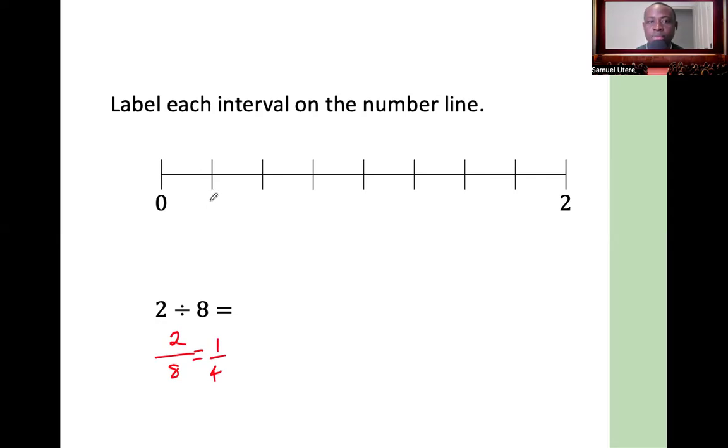So we'll have 1/4, 2/4, 3/4, 4/4, which is 1, 5/4, 6/4, 7/4, and 8/4, which is 2. Yeah, 8 divided by 4 is 2. So that is one way of doing it. But let's look at other ways of answering the same question. Okay, let's rub this off.